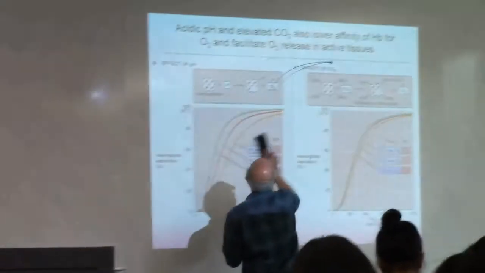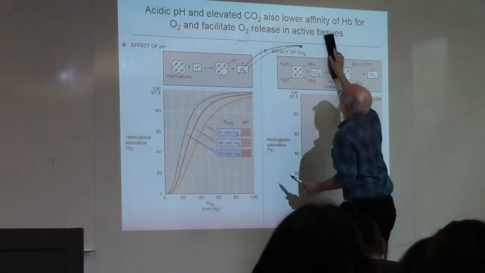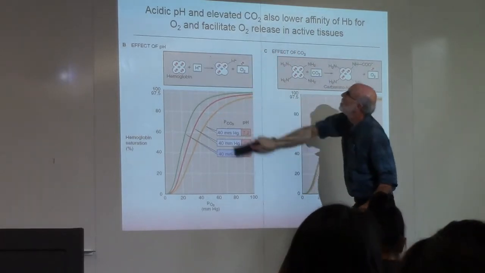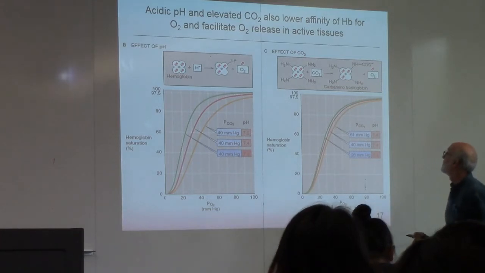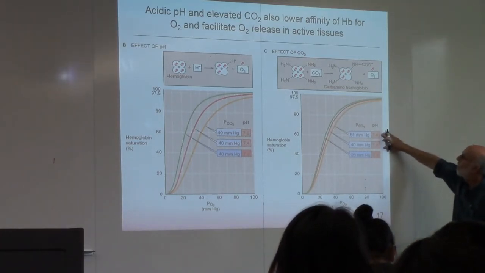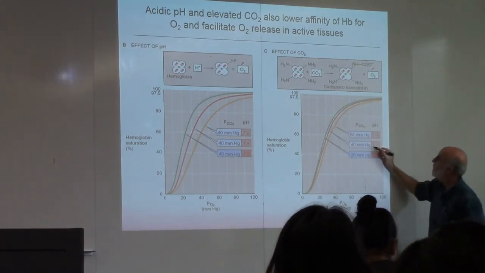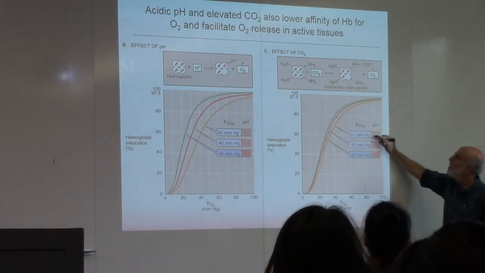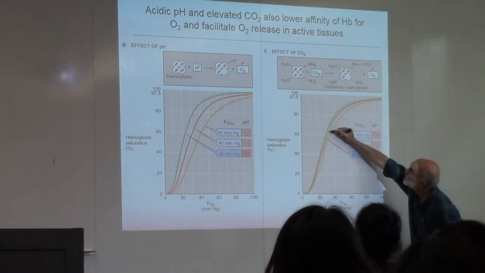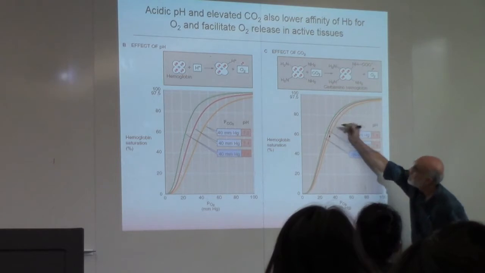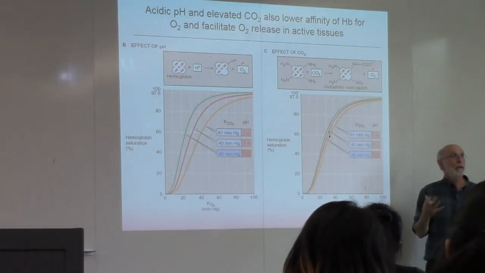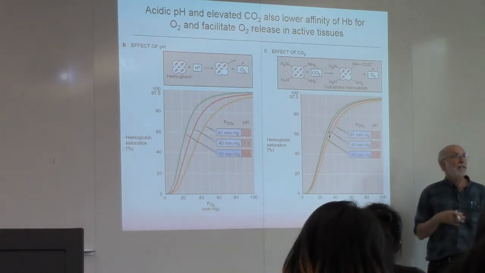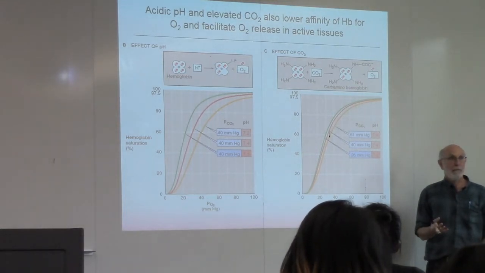And carbon dioxide, so here's the normal curve, 40 millimeters of mercury. Carbon dioxide also helps hemoglobin let go of its oxygen. And where is carbon dioxide high? In your muscles during exercise, because that's where metabolism is happening.